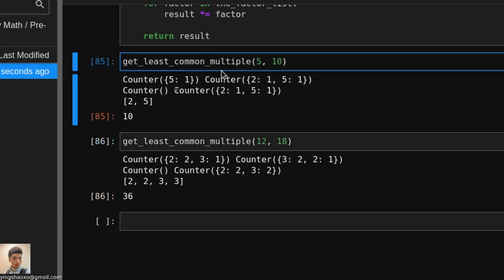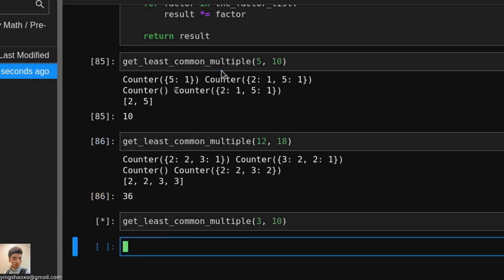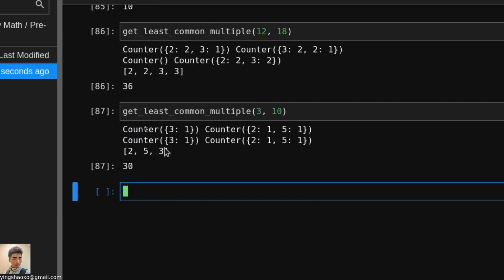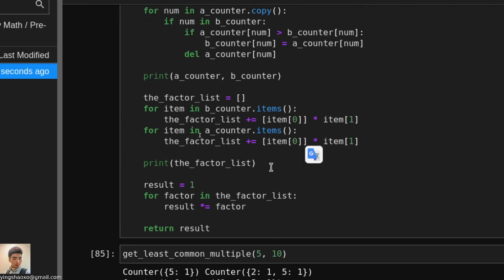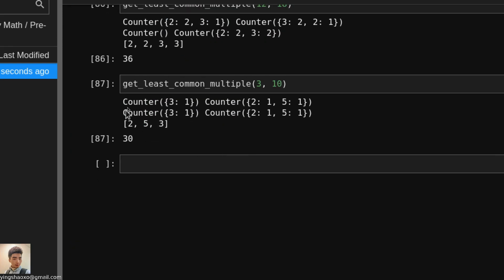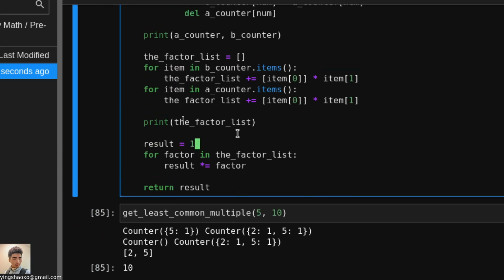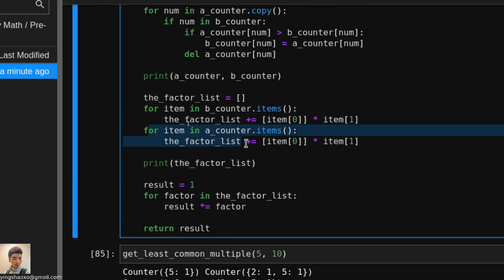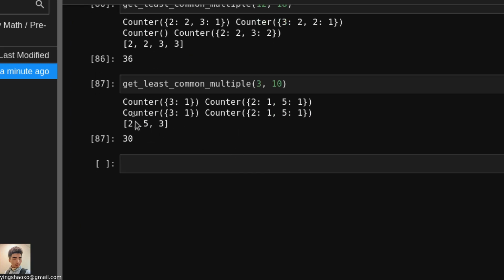Okay, here's another example. How about the 3 with 10? We get 30. Yeah, that's correct. And for this case, the 3 doesn't appear in counter B. So what we did is, if it's not in the counter B, we do nothing. So in the end, the counter A didn't change. And we also did a count for the counter A. We added it to the factor list. So that's why you see the 3 appears in here. And in the end, we multiply those numbers together, and we get 30.